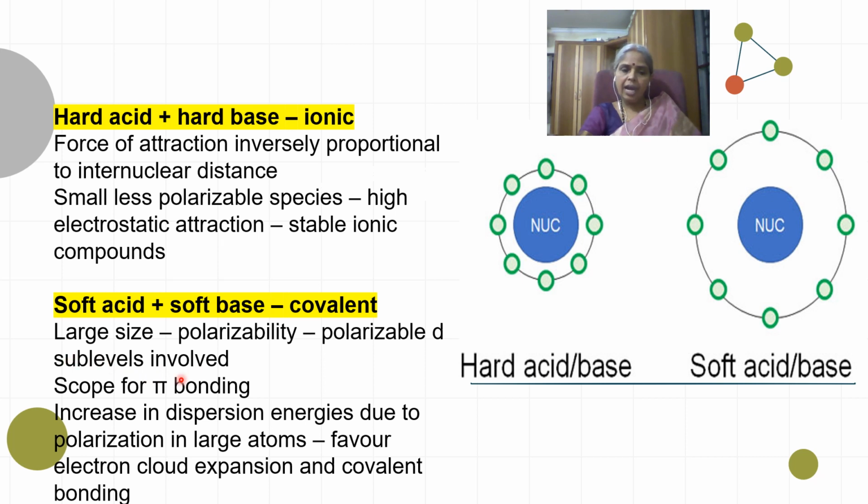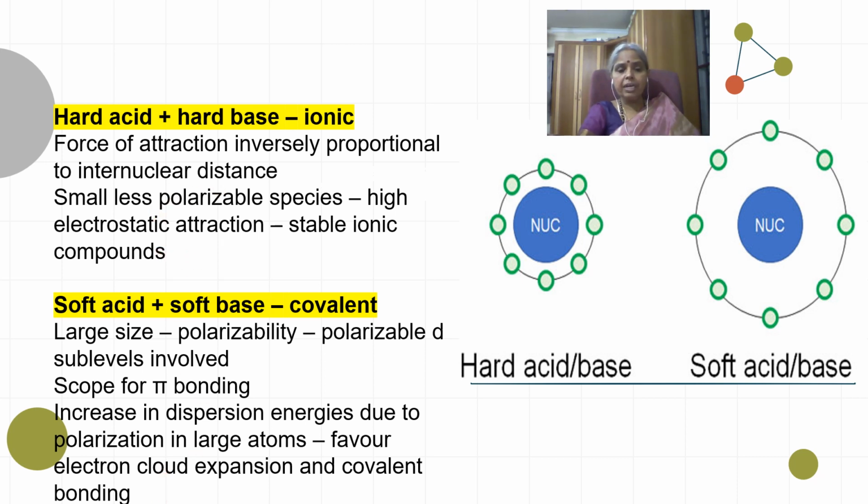Come to the soft side, large size, they are polarizable, they have polarizable d sublevels, there is scope for pi bonding. Whenever d orbitals are available, there is scope for pi bonding. Increase in dispersion energies, because of spreading out, increase in dispersion energies due to polarization in large atoms. London dispersion forces, van der Waals forces, whenever species get polarized, there will be scope for oppositely charged species to get closer. When they get closer, automatically it leads to the stabilization of the system. So polarization in large atoms favors expansion of electron cloud and covalent bonding. So soft acids and soft bases form covalent bonds and covalent compounds. Hard acids and hard bases form ionic compounds.